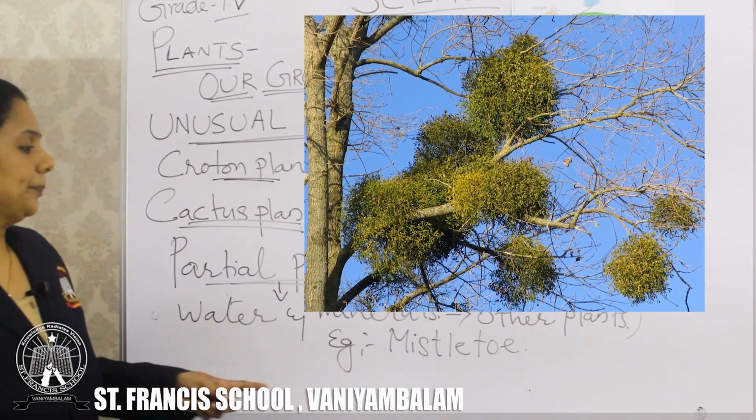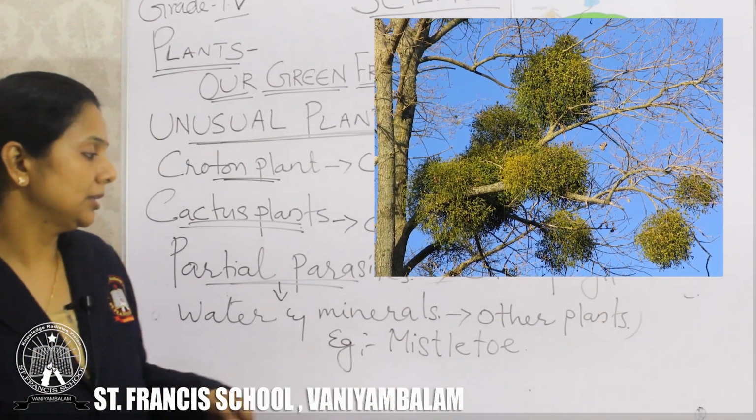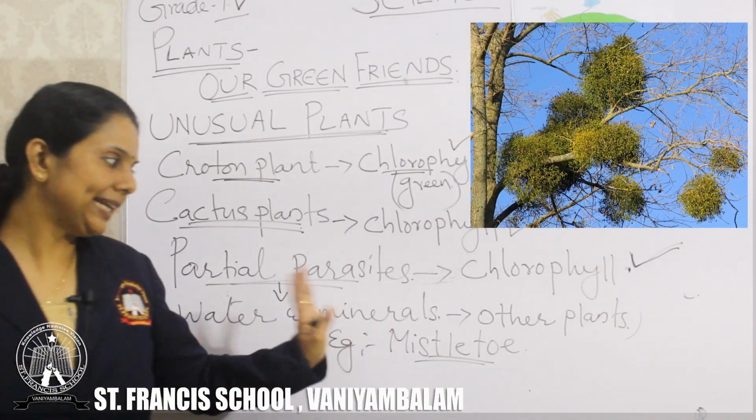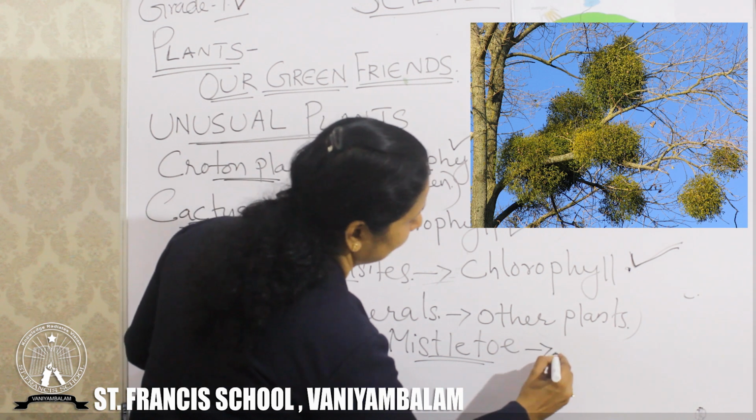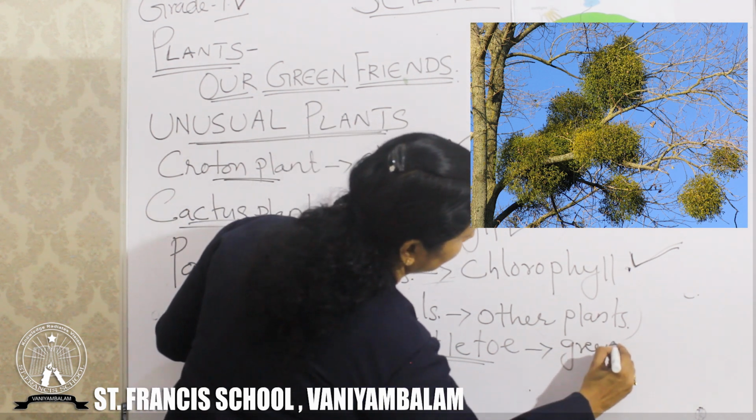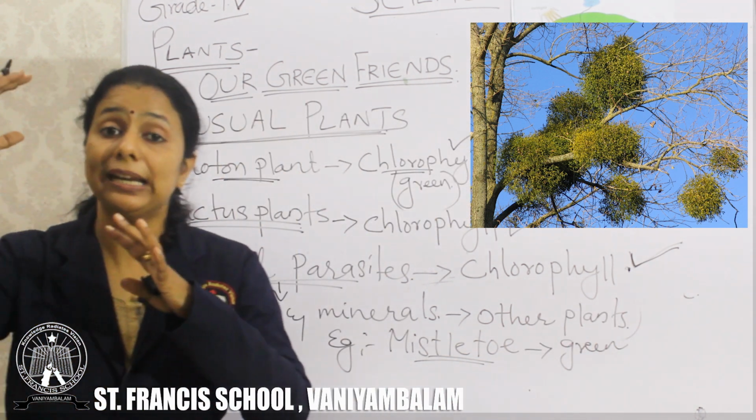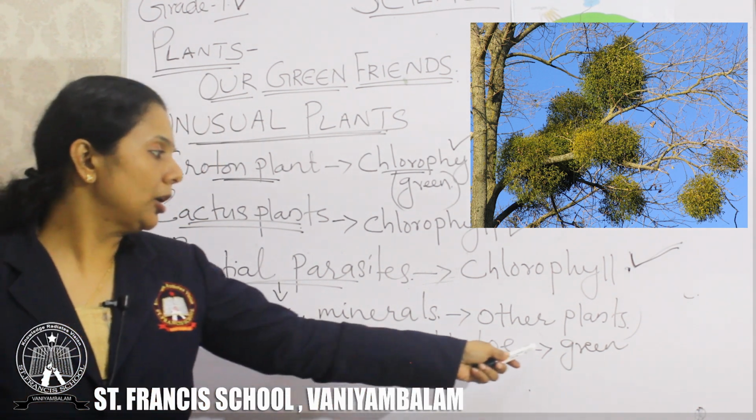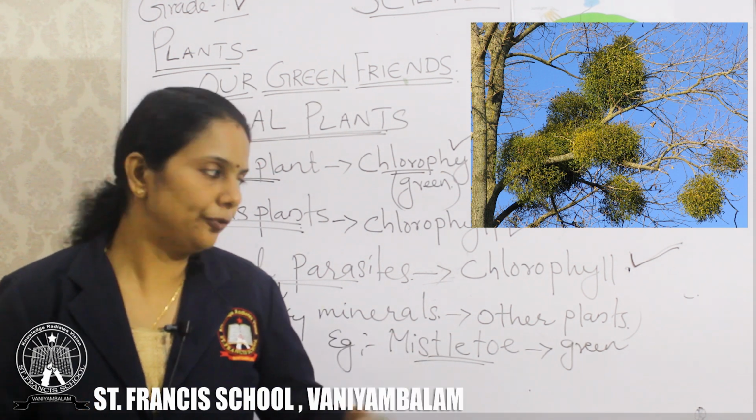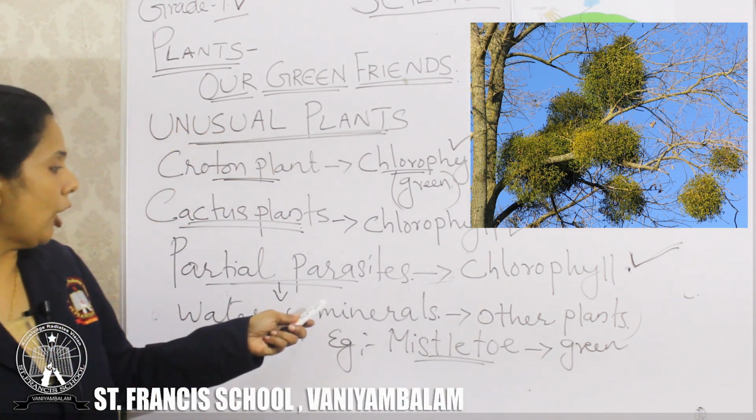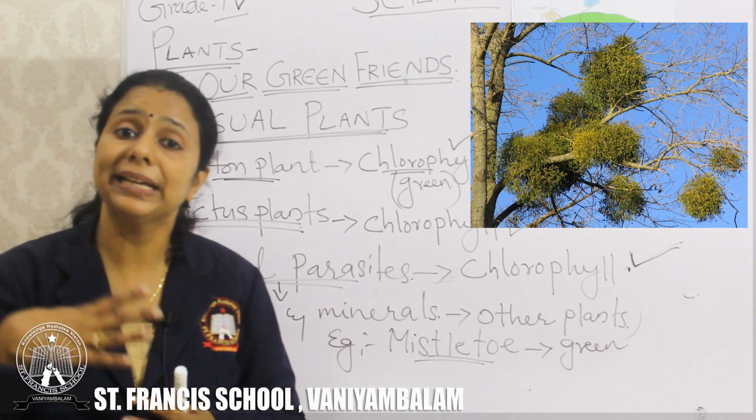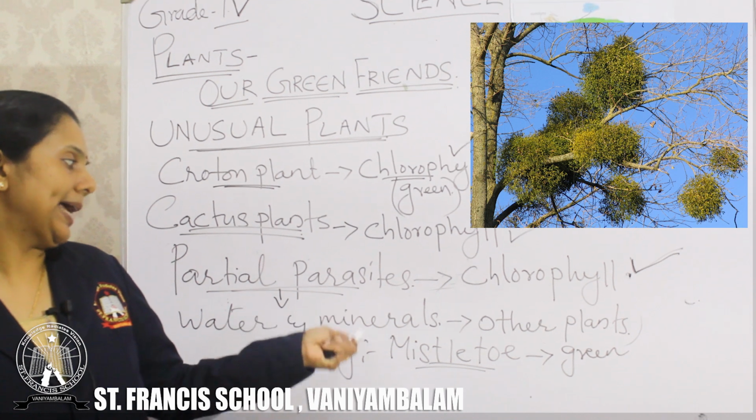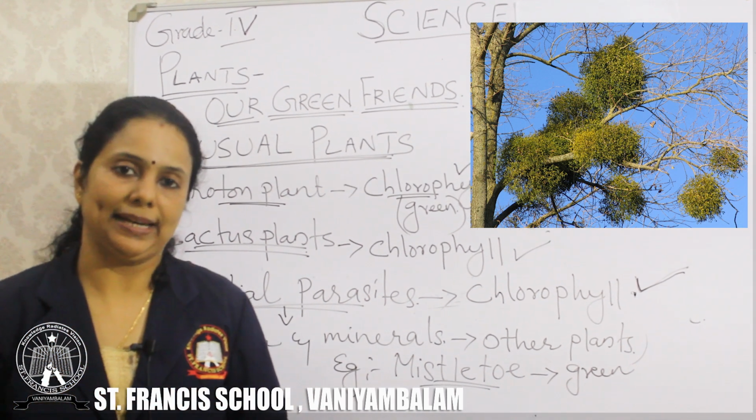Mistletoe plant. Example of partial parasite. It is a mistletoe plant. This plant is green in color. Green colored plant which can also be seen on large trees. Because of their green color, there is chlorophyll, so they can produce their food. But water and minerals they take from the big tree on which they are climbing. So these plants are therefore called partial parasites.